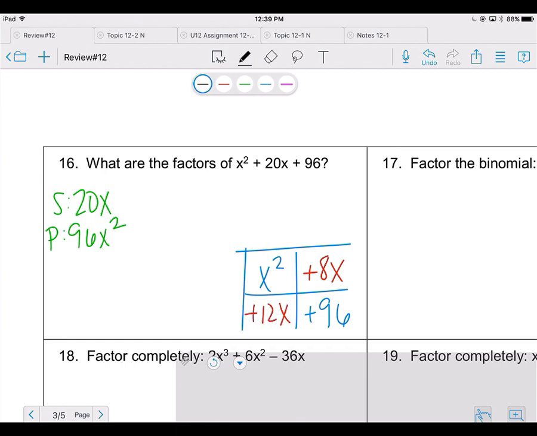Okay. So my GCF: x squared and 12x share an x, 8x and 96 share an 8, x squared and 8x share an x, 12 and 96 share a 12. So x plus 8 and x plus 12.